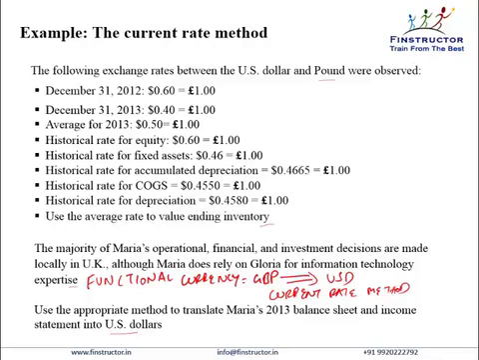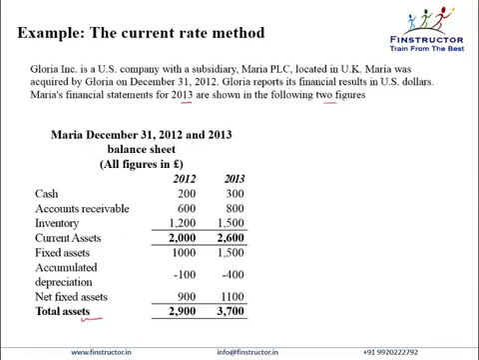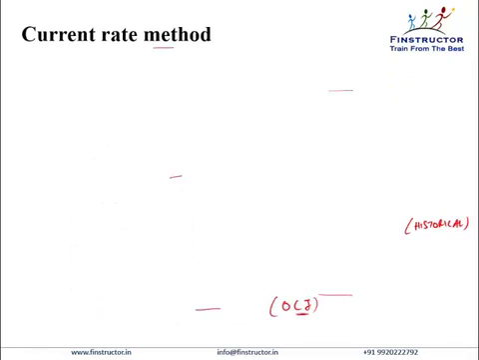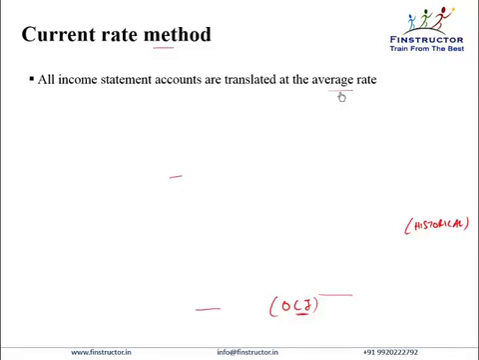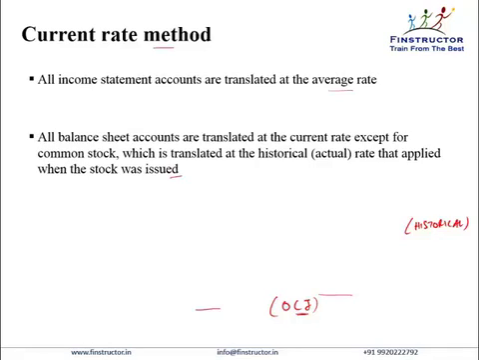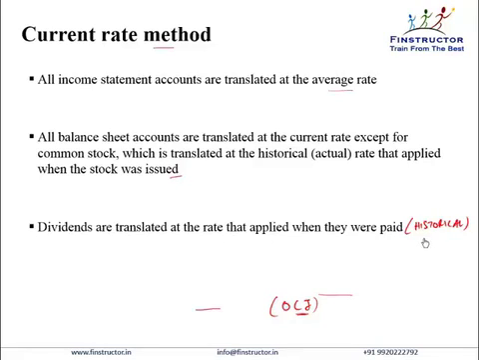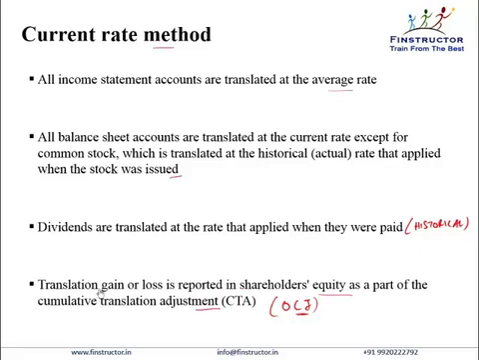So let's take a minute and quickly revise the current rate method. First, all income statement accounts are translated at the average rate. All balance sheet accounts are translated at the current rate except common stock, which is translated at the historical rate. Dividends are also translated at the historical rate. And a cumulative translation adjustment is recorded in the other comprehensive income as a translation gain or loss.